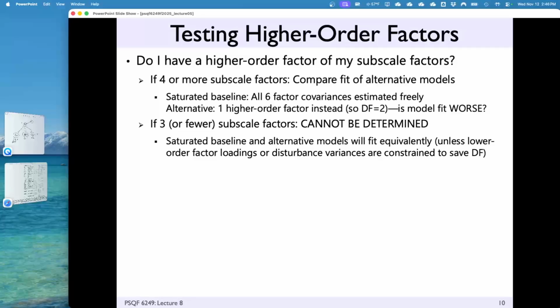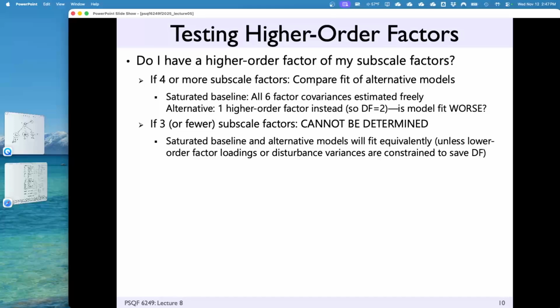But let's talk about how this works. So you want to say, how do you get to say there is a higher order factor model there? The way you get to say it is you fit the higher order factor model, and if it fits as well as the model without the higher order factors, it says it fits the data, and there is a factor there. So let's talk through it. So the question would be, do I have a higher order factor of my subscales? So if you have 4 or more subscale factors, you can compare the fit of alternative models, right? It's no longer just identified, it's over-identified, right? You can have a hypothesis test, a literal hypothesis test for it, right?